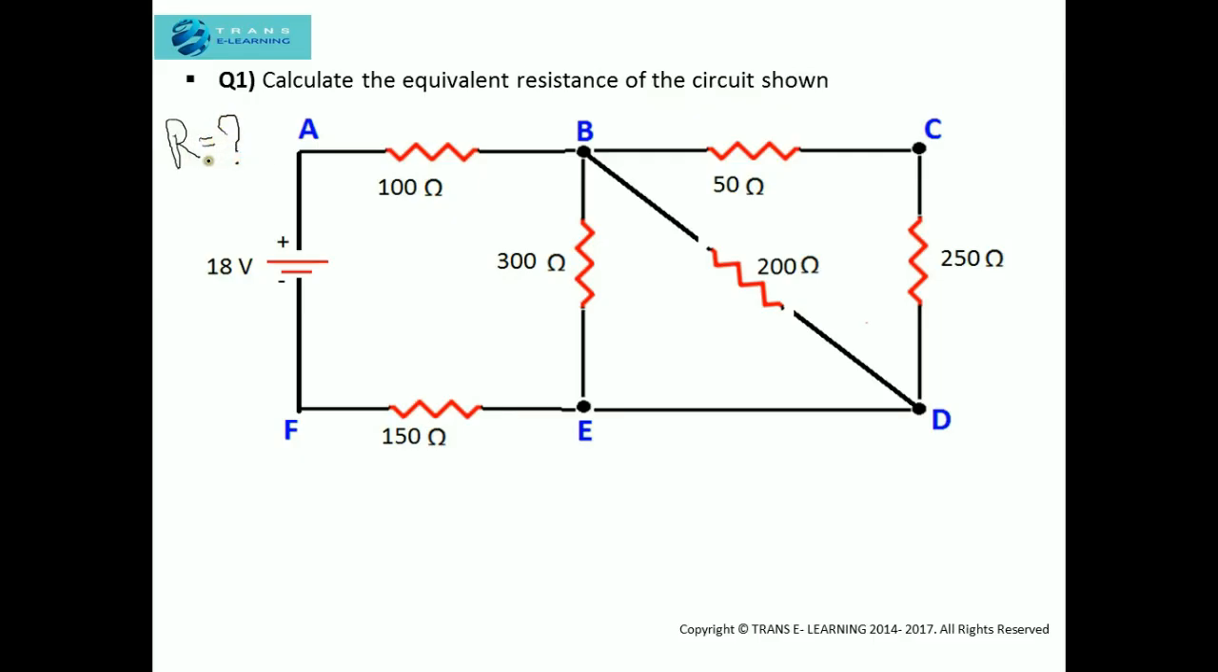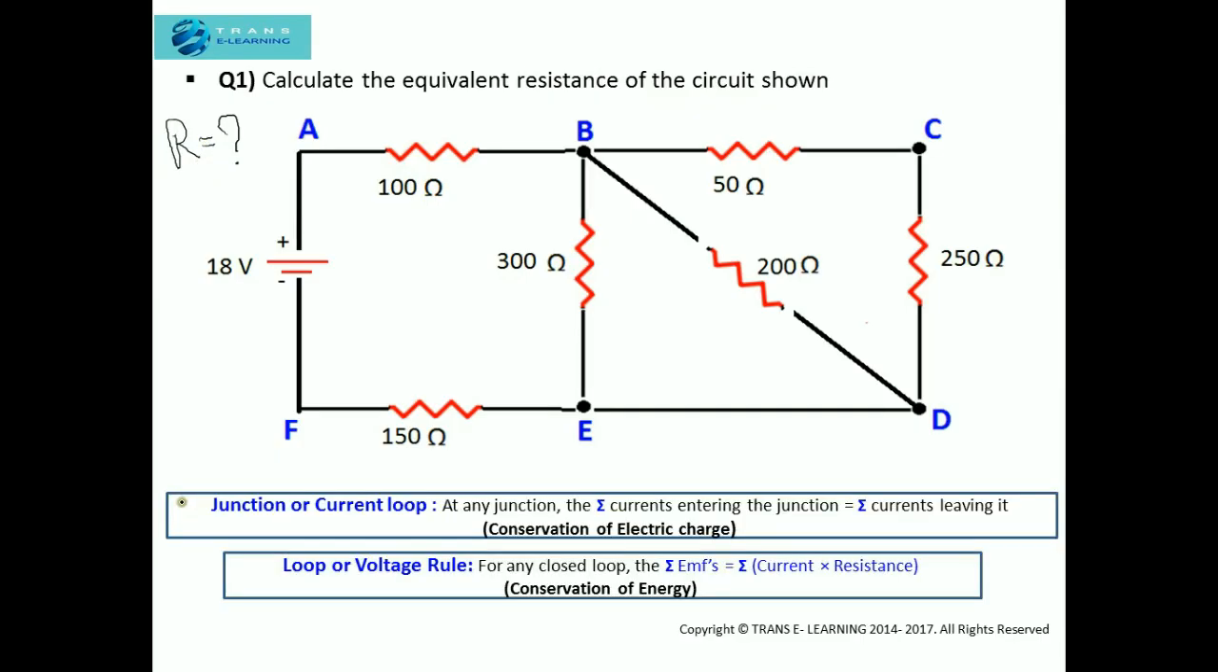Before proceeding further and telling you the steps to solve the question, I would like to discuss the two Kirchhoff's laws that we would be using to solve this question. The rules are: first, the junction or current rule at any junction. First of all, what is a junction? You can see here that this is a junction, this one is a junction, and this one is a junction. A junction is a circuit point at which current divides.